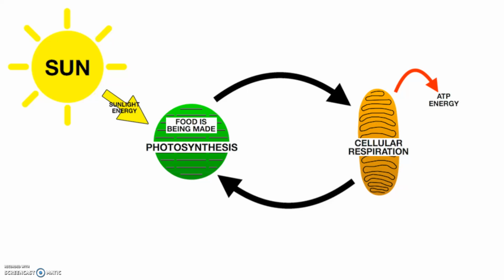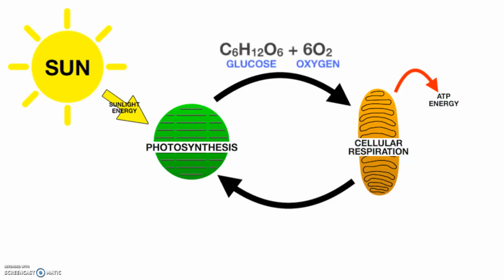Inside these green pigments there's food being made. To be specific, this food is sugar, also known as glucose. The arrow going from the chloroplast to the mitochondrion is glucose and oxygen, which is represented as C6H12O6, which is glucose, plus O2, which is oxygen.